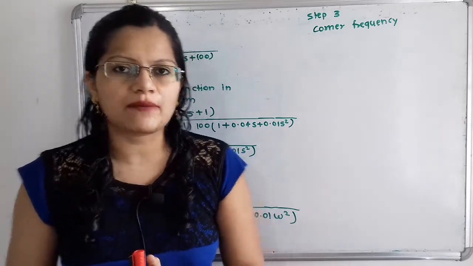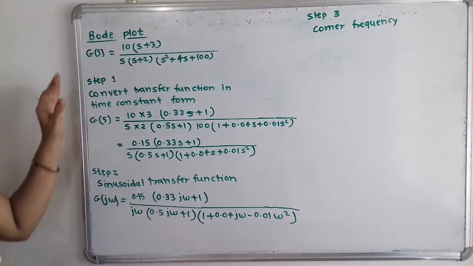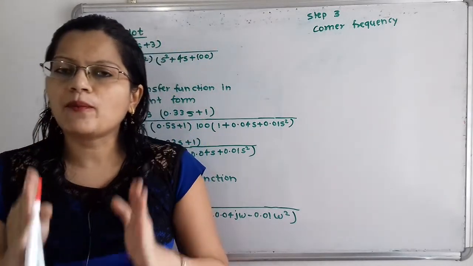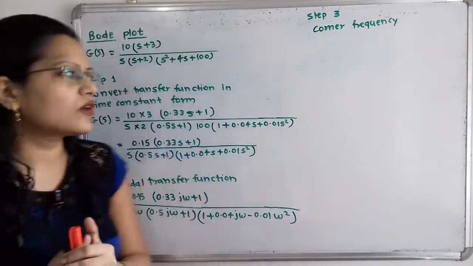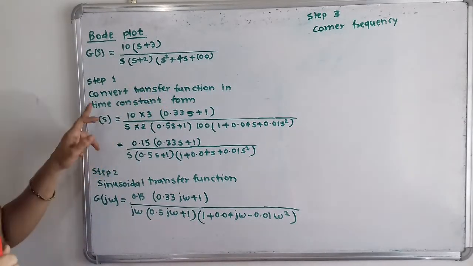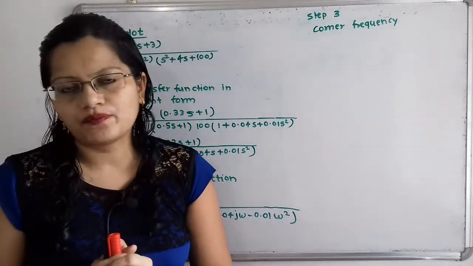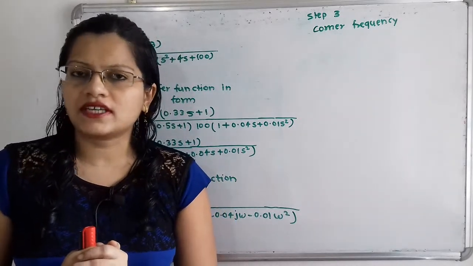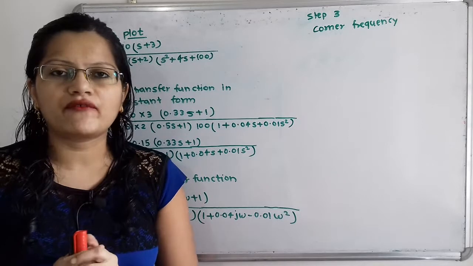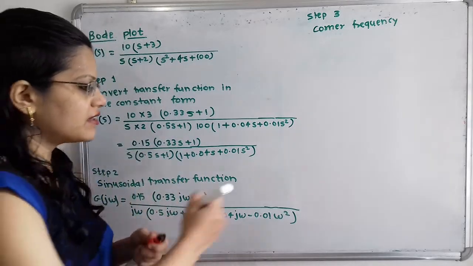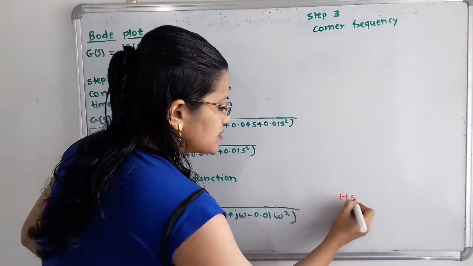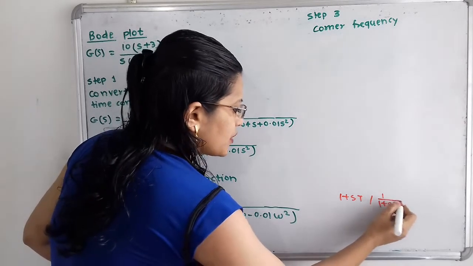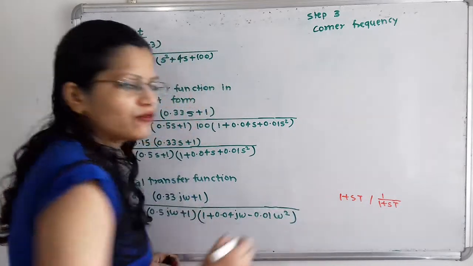So what is step 1? Step 1 is that the given open loop transfer function is in the pole zero form, and we have to convert this transfer function into time constant form. So what is this time constant form? That is 1 plus sT or 1 divided by 1 plus sT. So this is the form that we have to achieve.